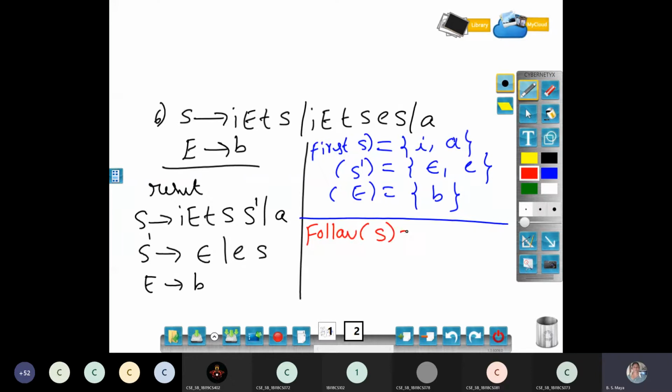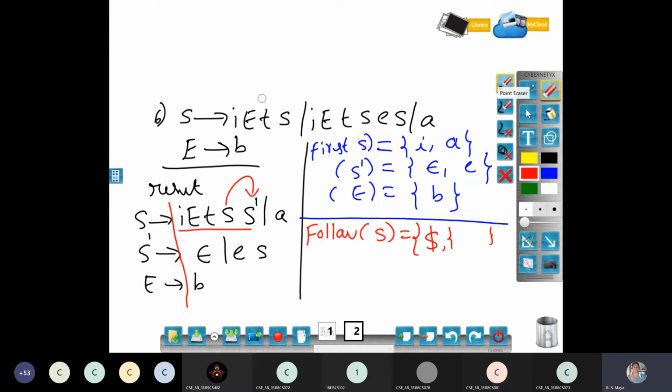Follow of S. What does the first rule say for the follow of S? Dollar sign. Okay, then check S in the right-hand side. Is S there in the first line? Yes, ma'am. What is there in front of S? Non-terminal S'. What should be added here? First of S', excluding epsilon.